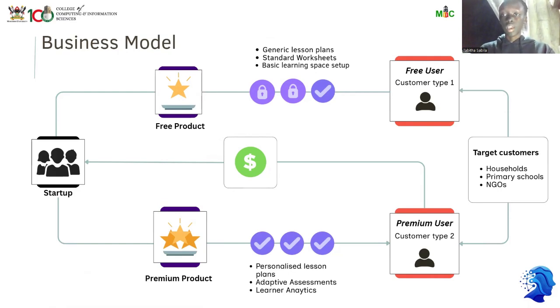So we have two kinds of users, free users and premium users. We decided to go with this so that we would also promote inclusivity, so that a number of households that probably wouldn't be able to afford this would also be able to use the application without having to pay for it. The target customers we have are households, since it's also targeting home-based learners, primary schools, any educators that would be interested in employing this in their educational institutions, and NGOs such as UNICEF.